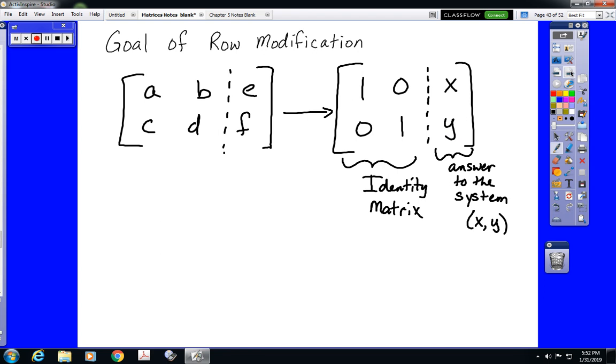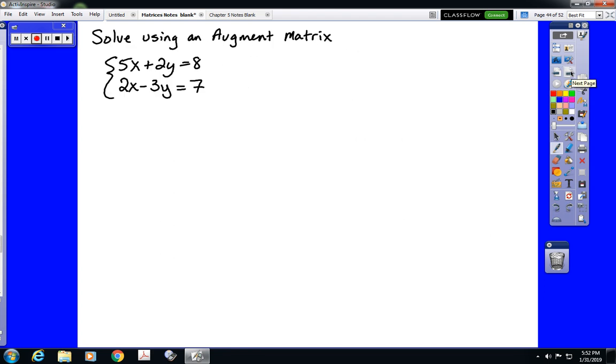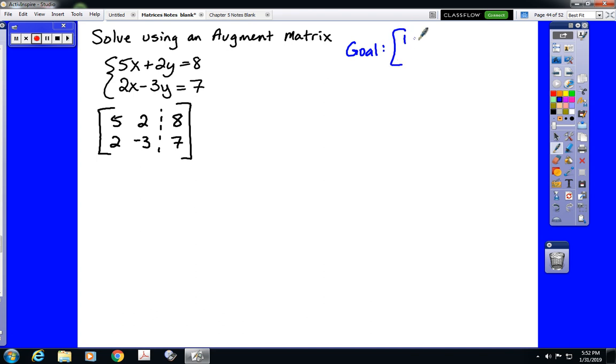So we're going to jump in. It's really the best way to do this. Here is a system of equations that we're going to solve using an augmented matrix. This is the same one we had earlier. So we're going to pull those numbers off, creating an augmented matrix. And we're going to use row modification to reach our goal, which is the identity matrix augmented with x and y. Now, ladies and gentlemen, this is a very, very set process.